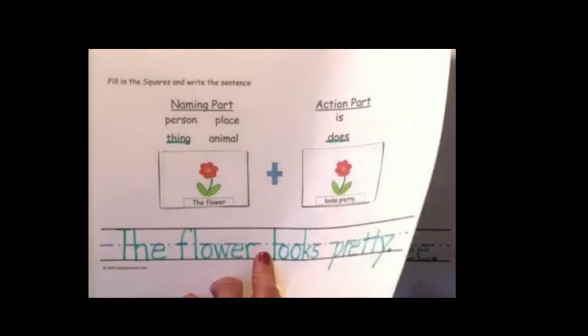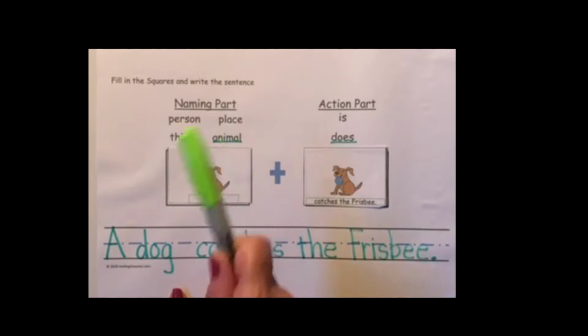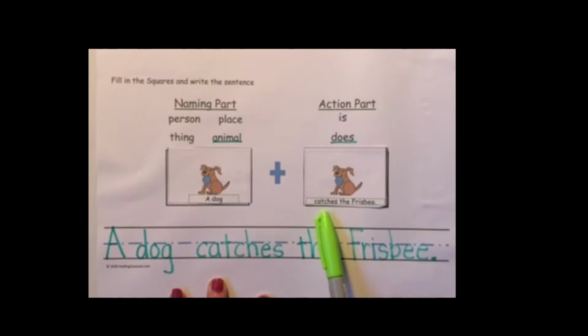And then our third sentence, our simple sentence that we just worked on. The naming part, a dog, that is an animal, and we wrote a dog. And then the action part was catches the frisbee. That's what the dog does. And the sentence was a dog catches the frisbee.